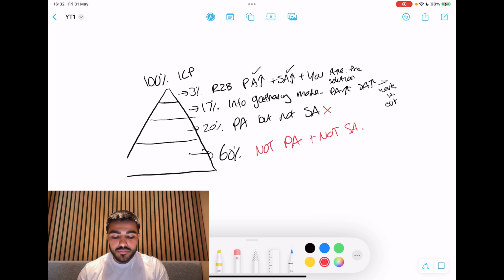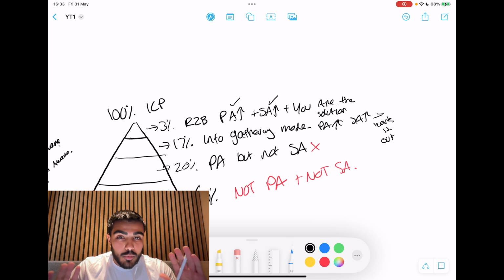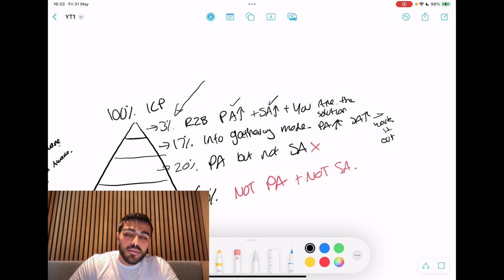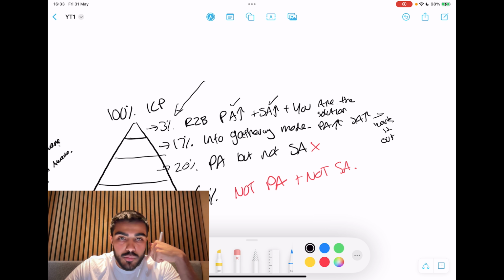Now, the reason why I'm talking through this is because the reason why your outbound isn't working, you're not booking client meetings or anything like that, is because, and a majority of businesses do this, all of their messaging is only targeting 3% of their market. They're only targeting the 3% of the market that understand the exact problem that they have, the exact solution that they're looking for, and that you're saying, oh, I'm the solution to your problem.